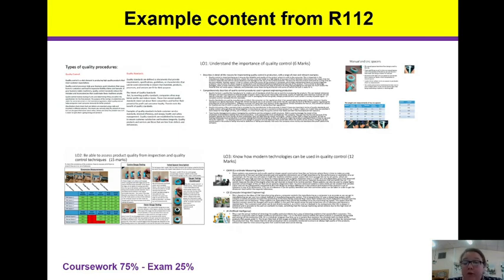Alongside R110 and 111 units, the teacher writes a witness statement, and this is used. It mentions how accurately and how independently pupils were able to work on their practical tasks. So being independent and accurate are both core skills for this course.